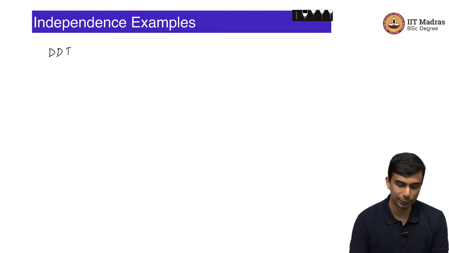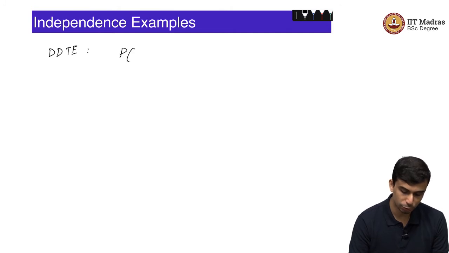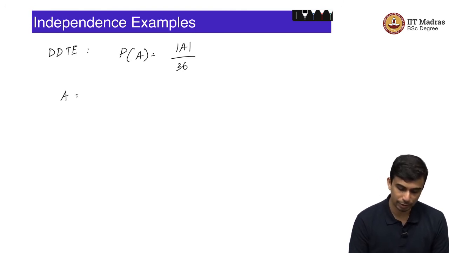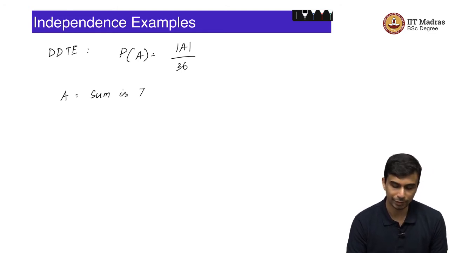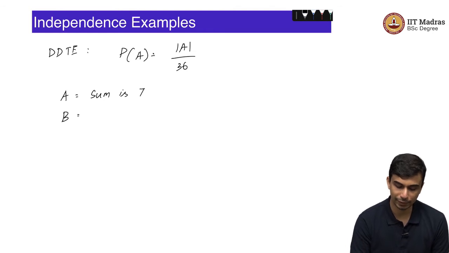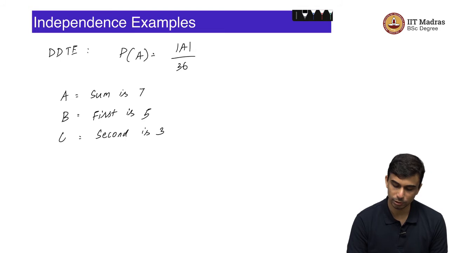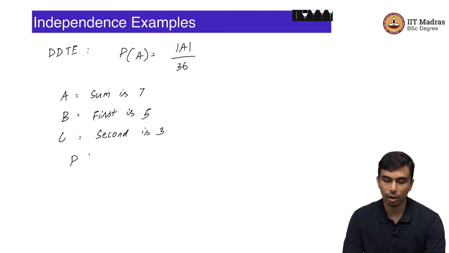Let us take the two dice throw experiment, the double dice throw experiment, with probability of A simply equal to cardinality of A by 36. Well, let us consider the events: A is the event that the sum is 7, and B is the event that the first die throw is 5. C is the event that the second die throw is 3. I can ask the question, are A and B independent?